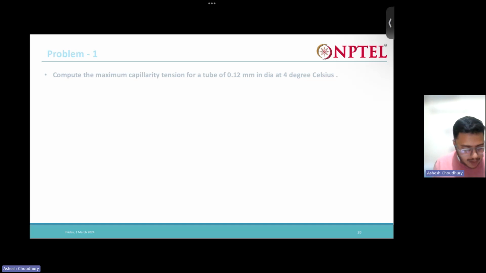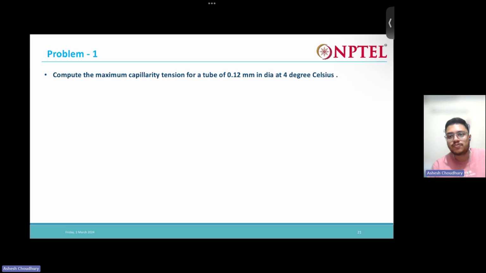So first problem: compute the maximum capillary tension for a tube of 0.12 mm in dia at 4 degree Celsius. So how can we do that? If you recall, h is what?